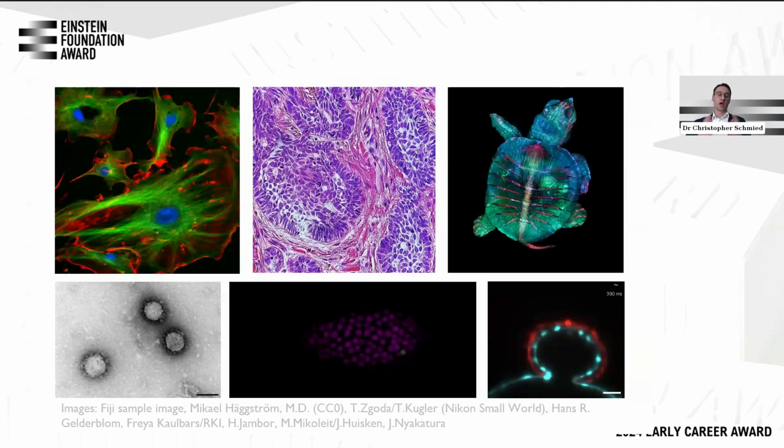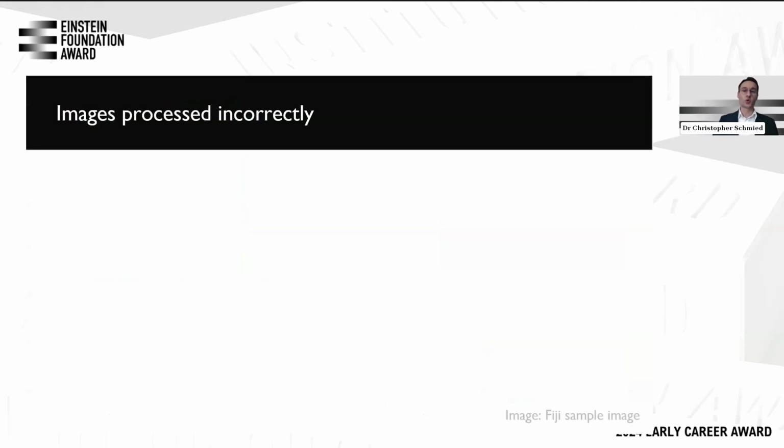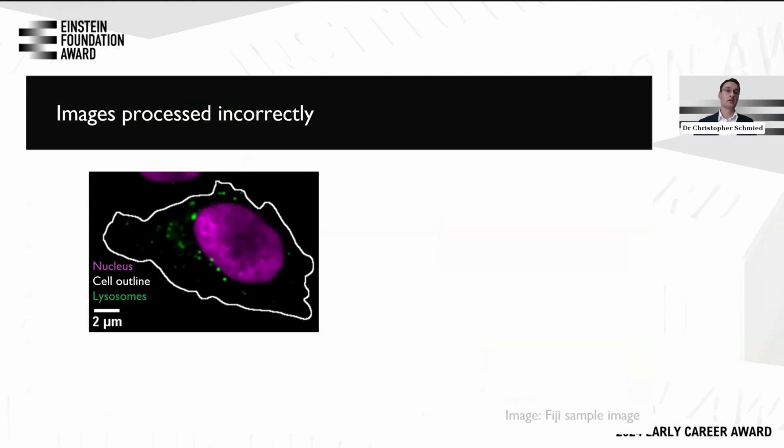These images are compelling evidence in scientific publications. However, many things can go wrong when preparing images for publication. For instance, they can be processed incorrectly. Here, I show you the image of a cell with the nucleus in magenta, the cell outline in white, and cell organelles, lysosomes in green. This could be a typical research result.